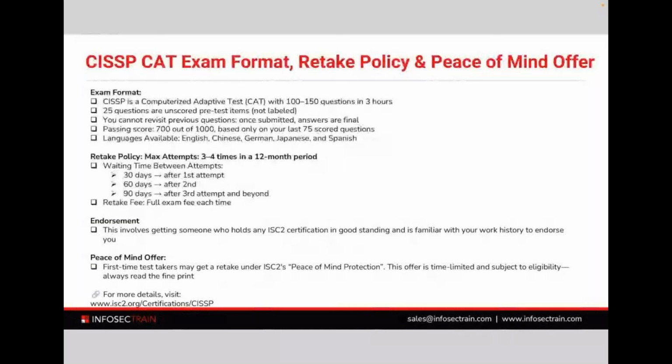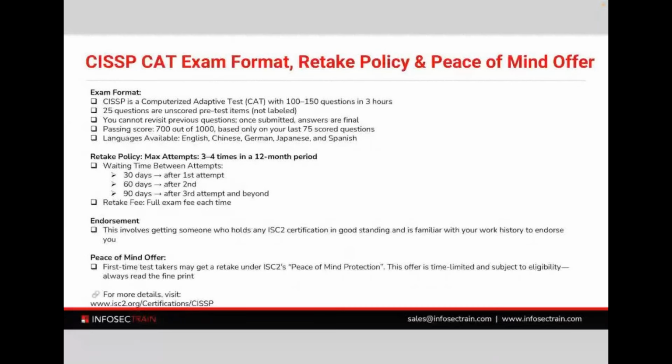And the passing score is 700 out of 1,000, approximately 70%. The languages it is available in are English, Chinese, German, Japanese, and Spanish. So they have a retake policy as well.